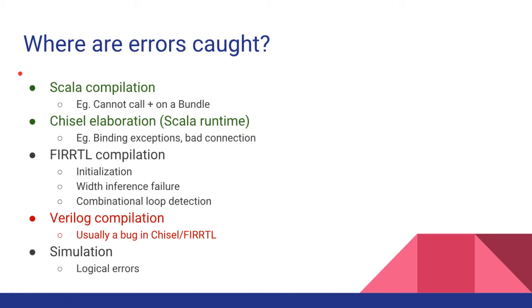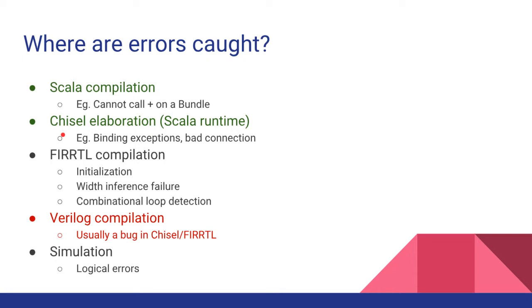So once your Scala code compiles, so it is now compiled to Java classes that can run on the JVM, you have Chisel elaboration. So recall that your Chisel code is really a Scala program that runs and constructs the hardware. So Chisel elaboration is the running of that program. And so at this Scala runtime, there are other errors that we catch. This is kind of what I might call the Chisel type system.